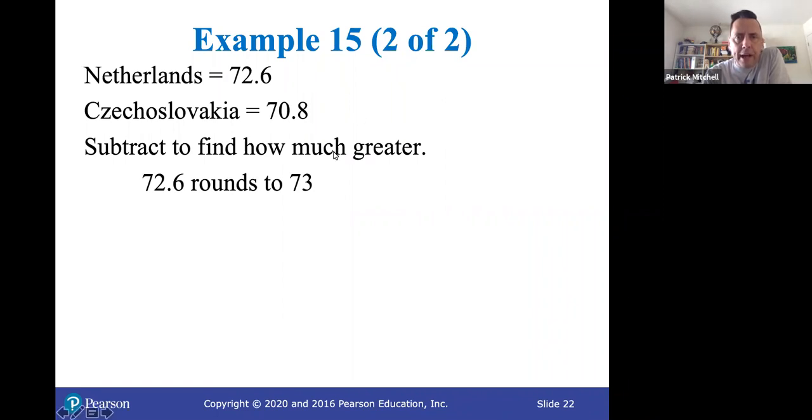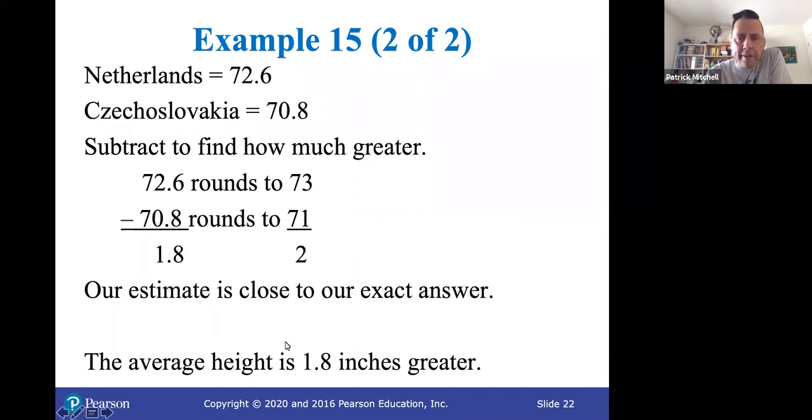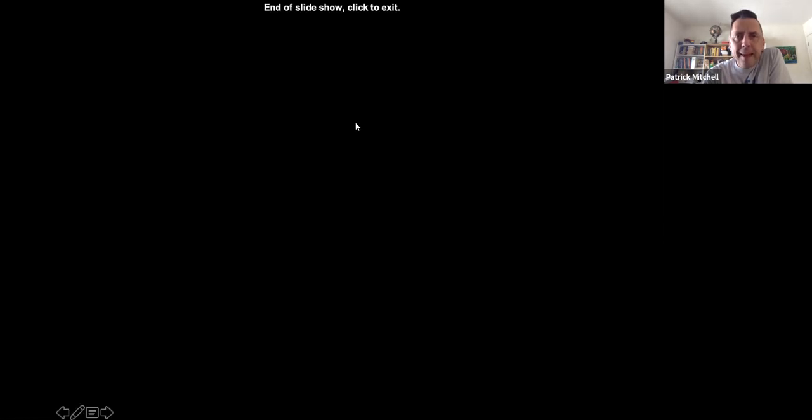And while we're figuring out the exact answer, we'll also do the estimated answer. So those two numbers round to 73 and 71. 73 minus 71 is 2. The exact answer is 1 8/10. So that is a reasonable answer. The average height in the Netherlands is 1 8/10 inches greater than the average height in Czechoslovakia. And that does it for section 5.2.